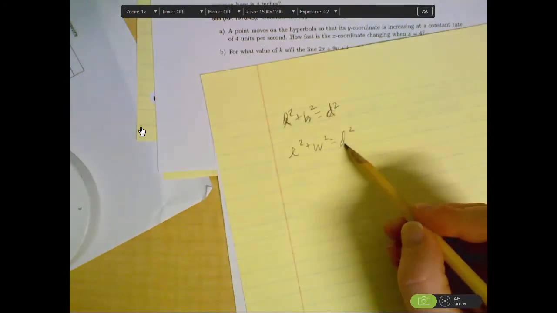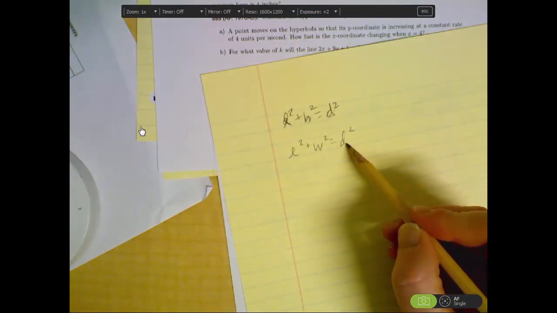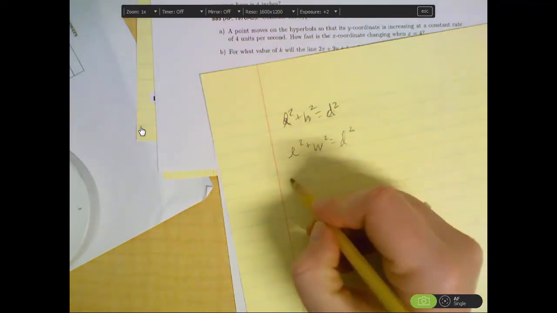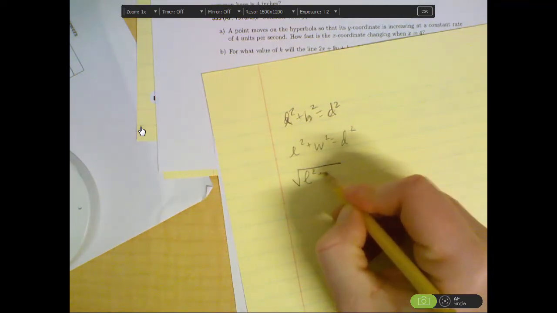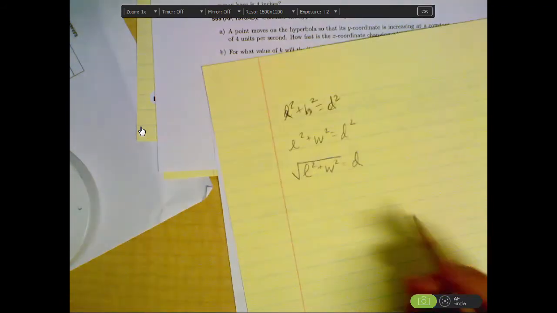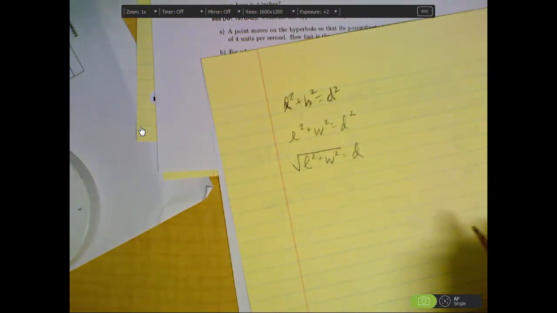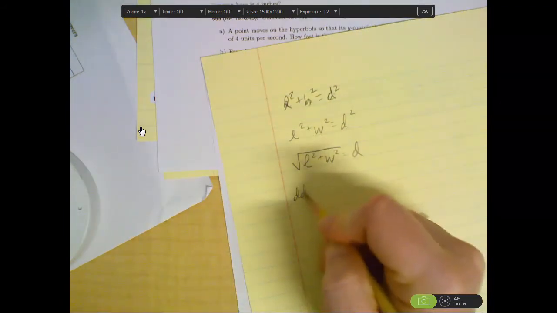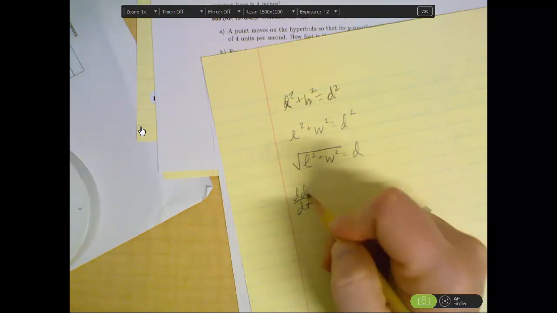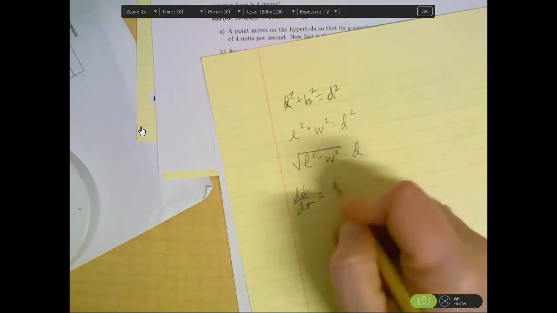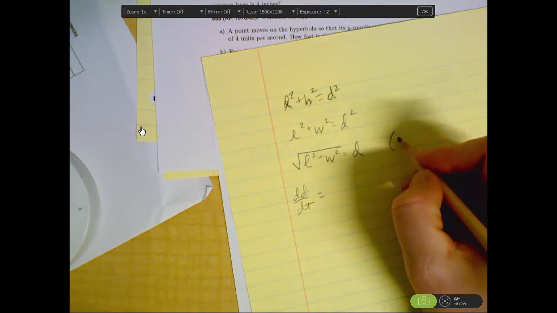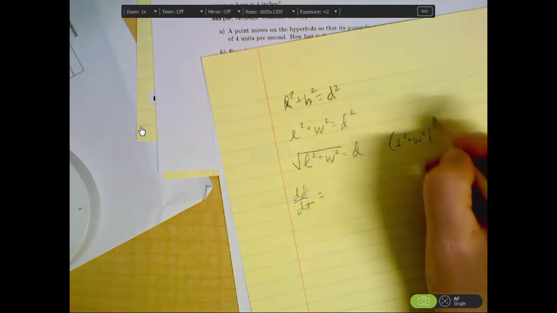But I want to know the rate of change of the diagonal. So I have to solve this equation for D first. So the square root of L squared plus W squared equals D. Now I can take the derivative of both sides. So dD/dt, meaning the rate of change of the diagonal, equals, remember, I'm going to write this as L squared plus W squared to the 1/2.